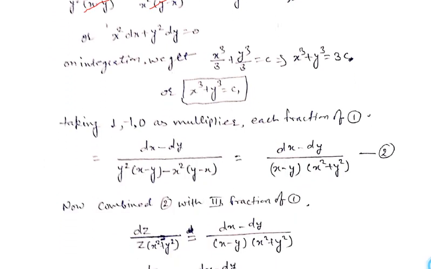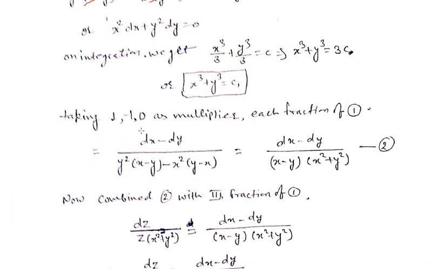Now, to find another integral, let's choose 1, minus 1 and 0 as multipliers. P1 is 1, Q1 is minus 1 and R1 is 0. So the newly constructed fraction will be P1 dx, that is 1 dx, plus Q1 dy, that is minus 1 dy, plus R1 dz, that is 0. So the numerator is dx minus dy, upon the denominator P1 P plus Q1 Q plus R1 R. So it becomes y squared (x minus y) minus x squared (y minus x), or we can rewrite it as dx minus dy upon (x minus y)(x squared plus y squared).